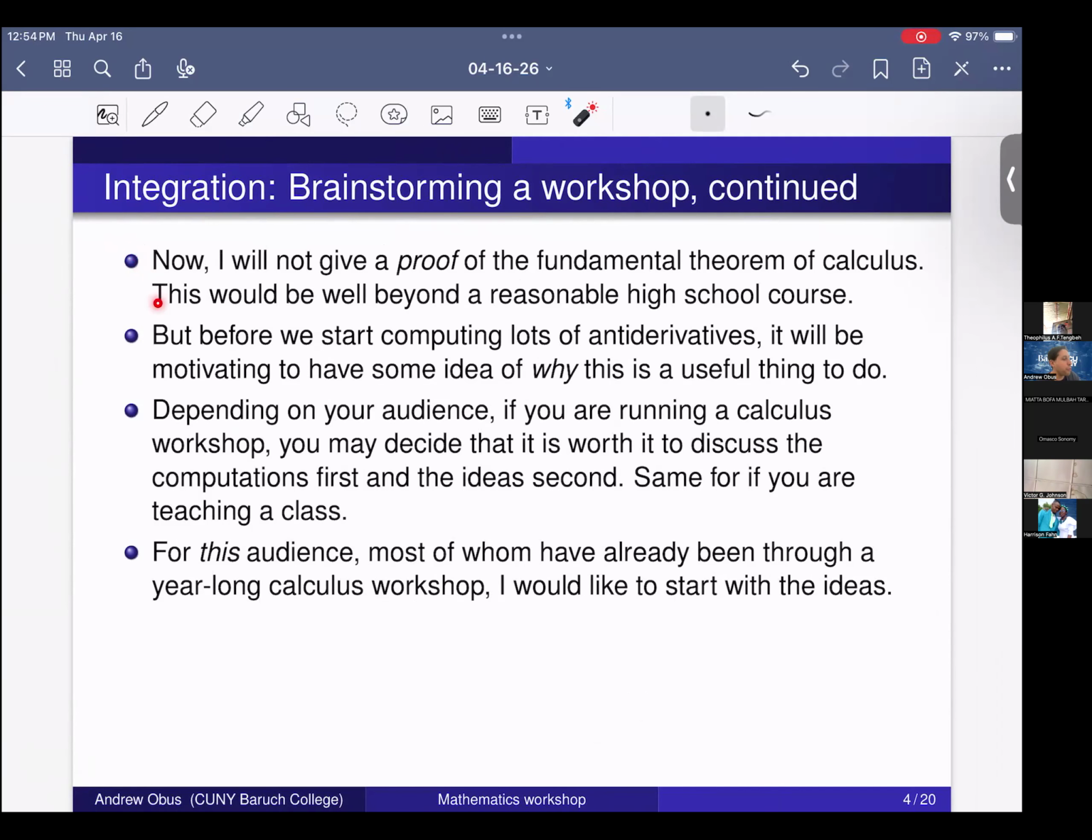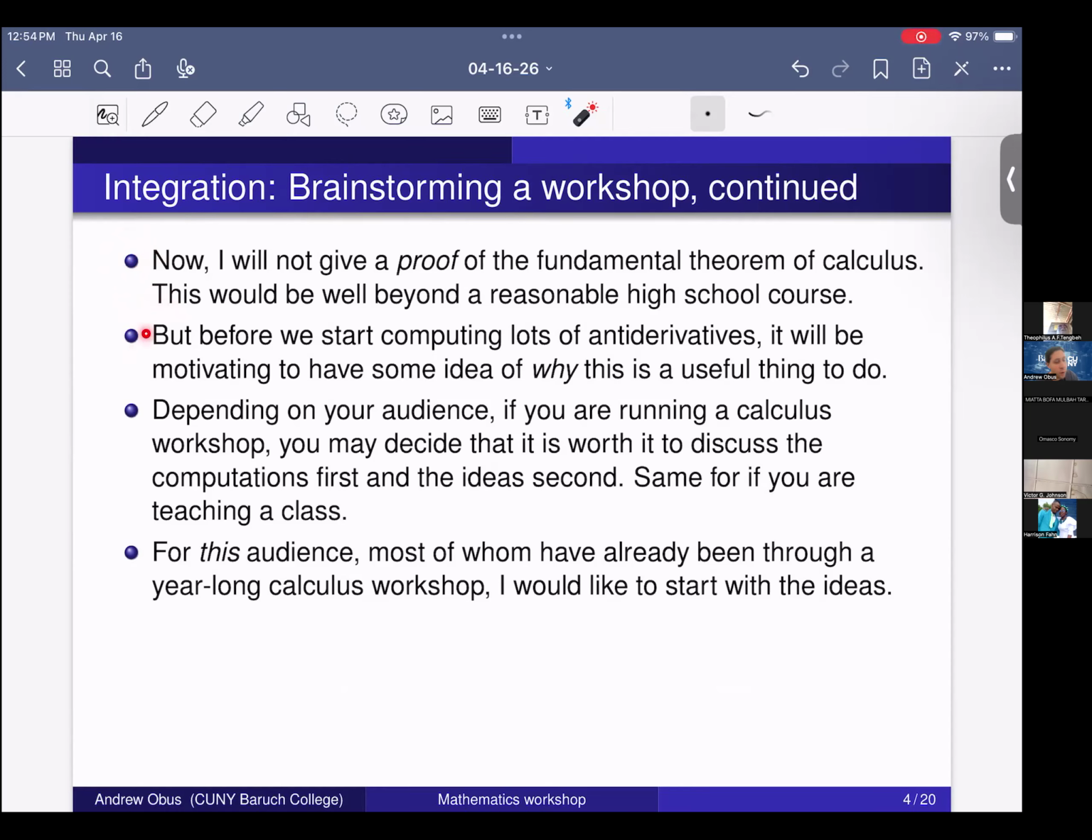Okay, I'm not going to give a proof of the fundamental theorem of calculus. A rigorous proof really belongs to that part of math which would be called real analysis or mathematical analysis, and that's well beyond a reasonable high school course. It's not something that I would expect people to be able to know.